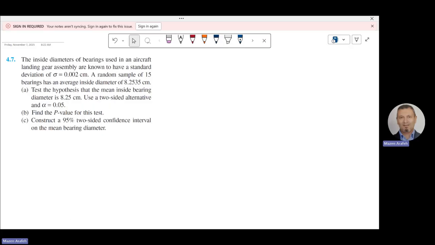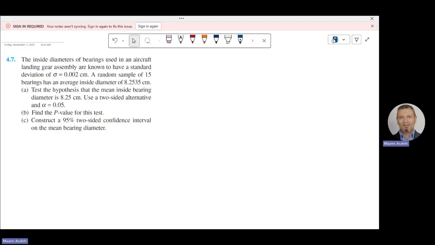8.2535 centimeters. Part A says test the hypothesis that the mean inside bearing diameter is 8.25 centimeters. Use a two-sided alternative and alpha equal to 0.05. Part B, find the p-value for this test. Part C, construct a 95% two-sided confidence interval on the mean bearing diameter.